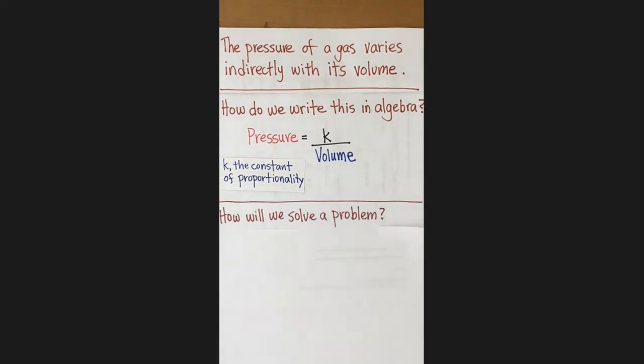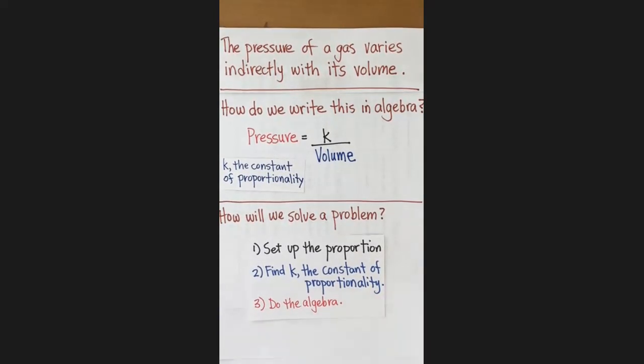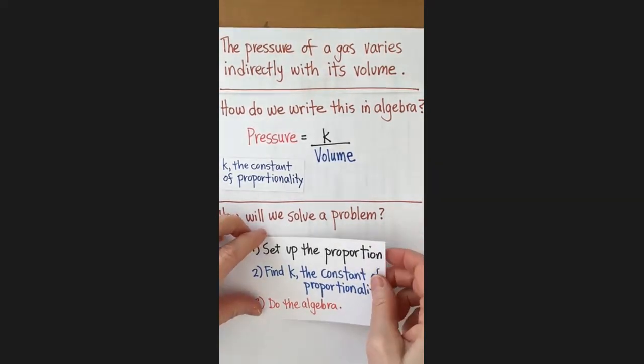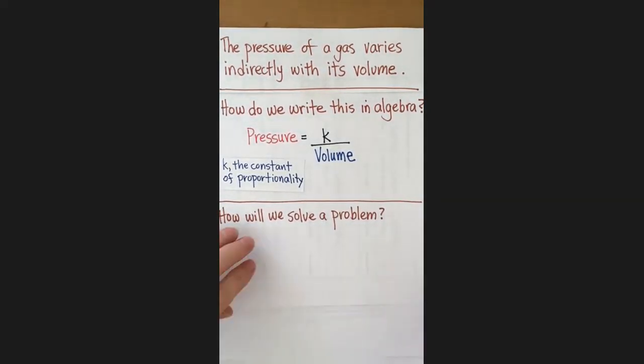How will we solve a problem? Well, we will follow 3 steps. First, we will set up the proportion. Second, we will find K, the constant of proportionality. And third, we will do the algebra. So let's work through an example.